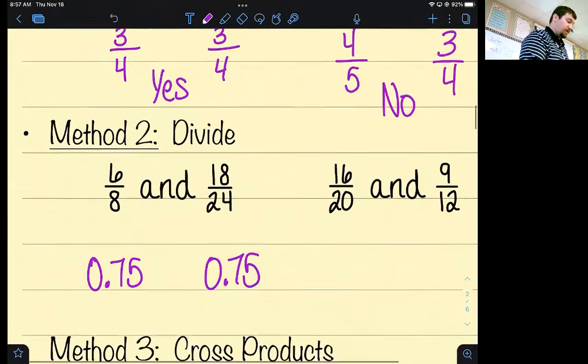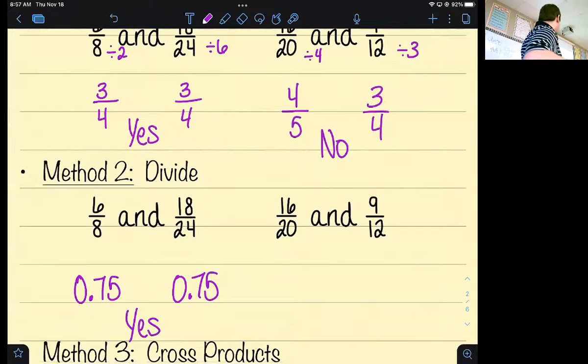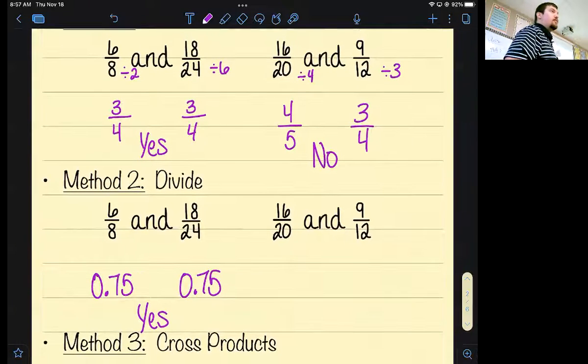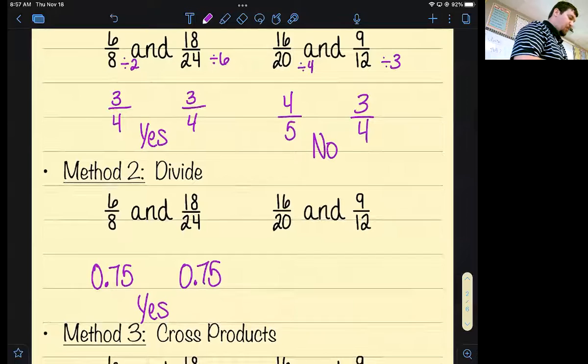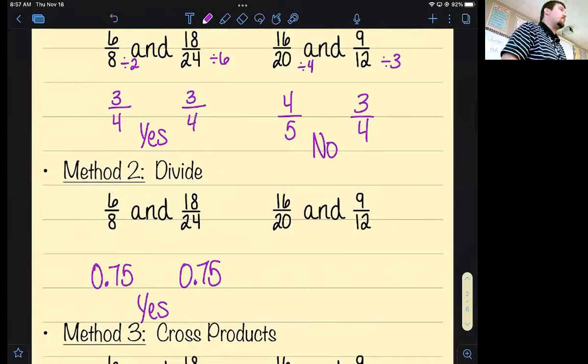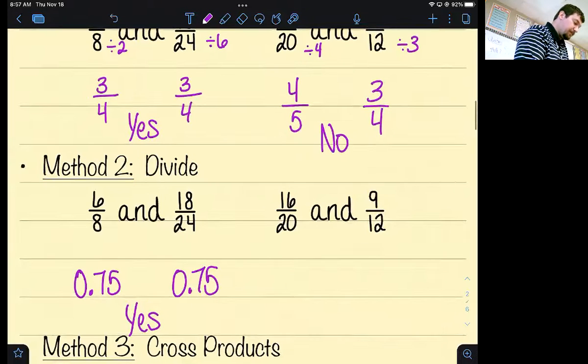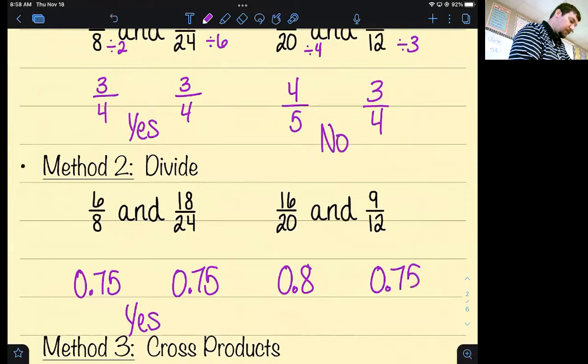That's a really easy way to tell that these are proportional. And of course, I knew they were going to be proportional because last time I did the reducing, they both are 3/4. So I know they're the same. Okay. What about 16 divided by 20? 0.8? 9 divided by 12? Yep, and remember they weren't the same, were they? So no, they're not proportional. That's an even easier way to tell.